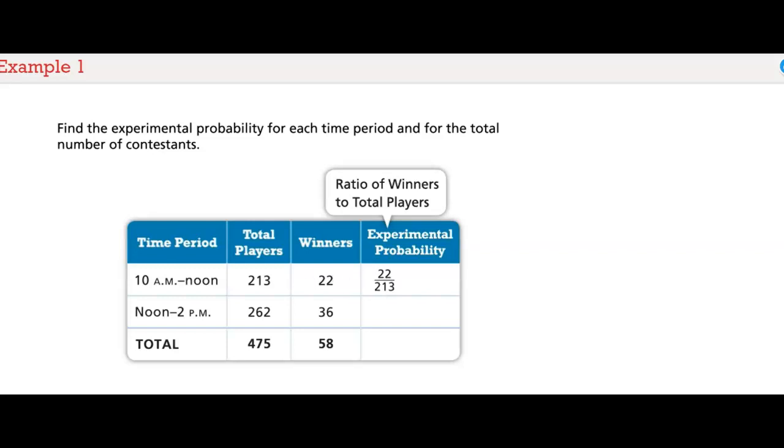The experimental probability from 10 to noon is about 10 3/10%. The experimental probability from noon to 2 is about 13 7/10%. So the experimental probability for the entire day will be between 10 3/10 and 13 7/10. For the total number of contestants, the experimental probability is 58 over 475, or about 12 2/10%.